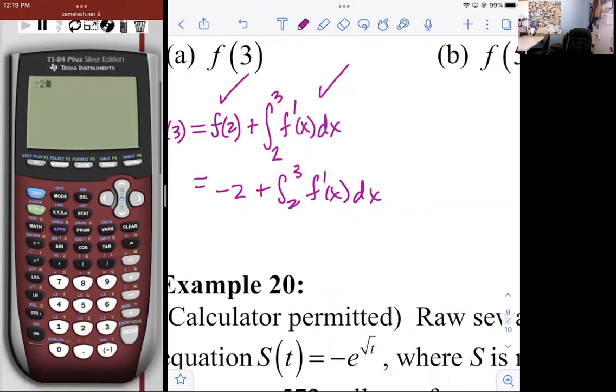So -2 plus math 9 from 2 to 3. And then I recall it: alpha trace number 1 with respect to x. Hit enter. And there it is, -0.762 or 0.763. What? Why is it negative?